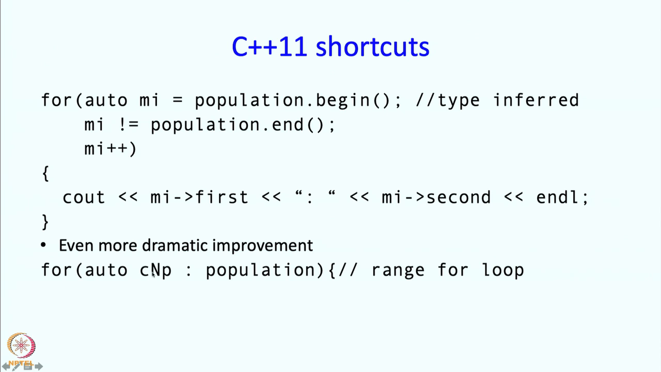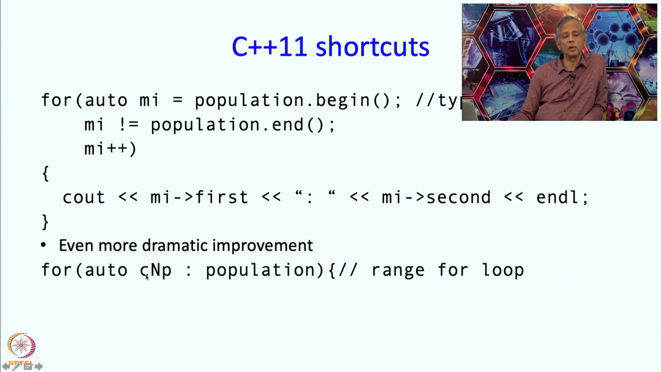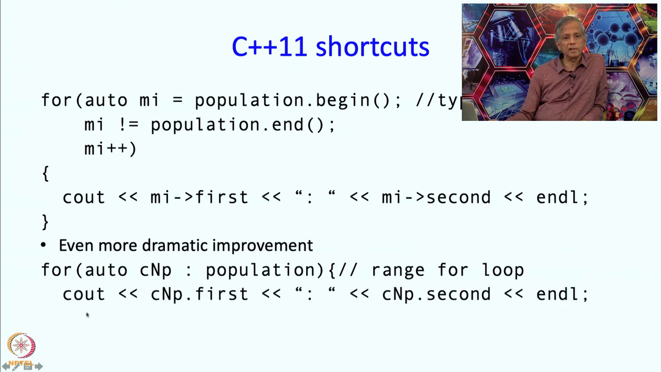So this says that for all possible pairs, do whatever is in the body. And again, since this is a map, not an unordered map, we will go over these pairs in increasing order of the index. So I can just write over here cnp.first. By the way, this is not an arrow because cnp is the pair itself, not a pointer to the pair. And here again cnp.second, that is it. So this really makes it much nicer to deal with maps because all those huge iterator references are not there at all.